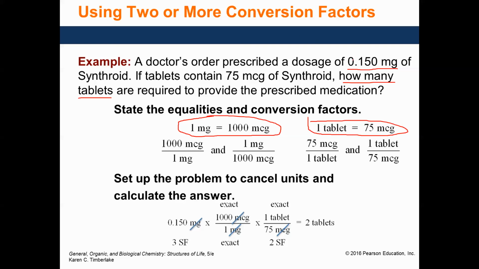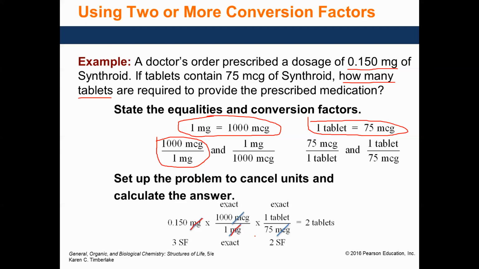We're going to start with our given quantity here, our 0.150 milligrams. So we begin with that right here, and we have to figure out which one of these conversions to use for milligrams to micrograms. We want to use the one on the left, because that's going to put the milligrams in the denominator, so we can cancel out these milligrams with these milligrams, and that's going to convert us to micrograms, which gets us one step closer to our answer, but we're not quite there yet.